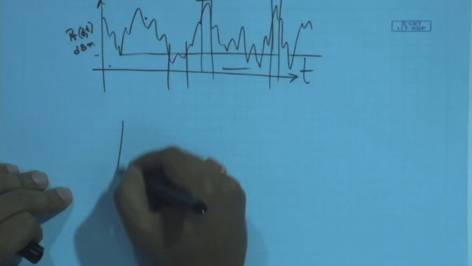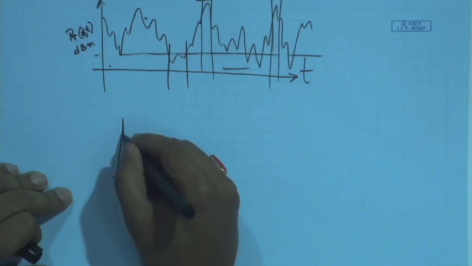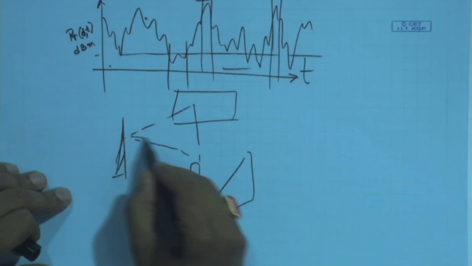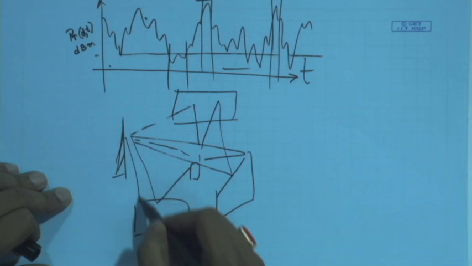So, if there is a generation of a signal from the transmitter, there are reflectors all around and there is a receiver, let us say. There could be one direct line of sight path, there could be reflected path 1, there could be reflected path 2, there could be reflected path 3, there could be multiple reflections and so on. So, this is a rich scattering environment.